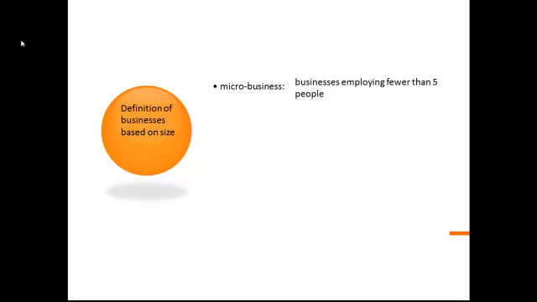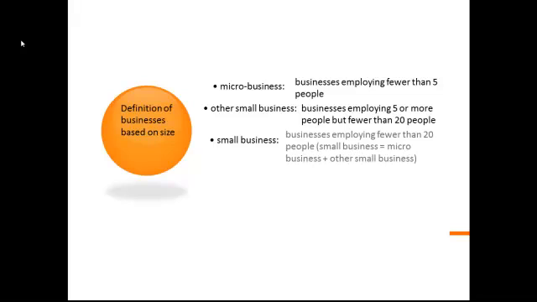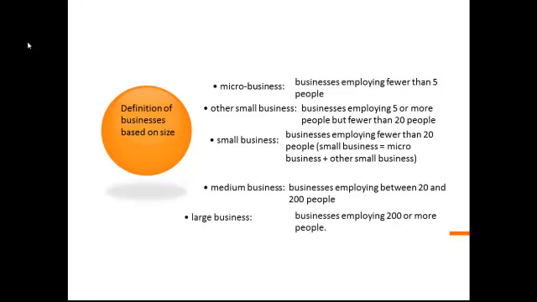A micro business employs fewer than 5 people. Other small businesses employ 5 or more people, but fewer than 20. A small business employs fewer than 20. A small business is a micro business plus other small business. Well, that's just darn confusing, isn't it? I've just got this from our text, and okay, let's just condense those two into small businesses. Small businesses: fewer than 20 people. Medium business, employing between 20 and 200, and a large business is employing 200 or more people.